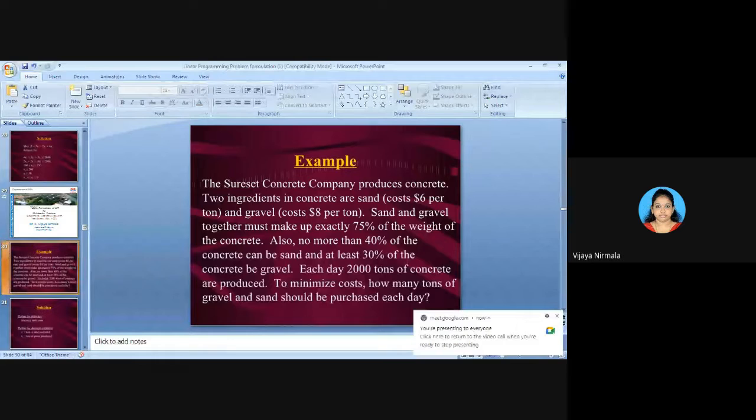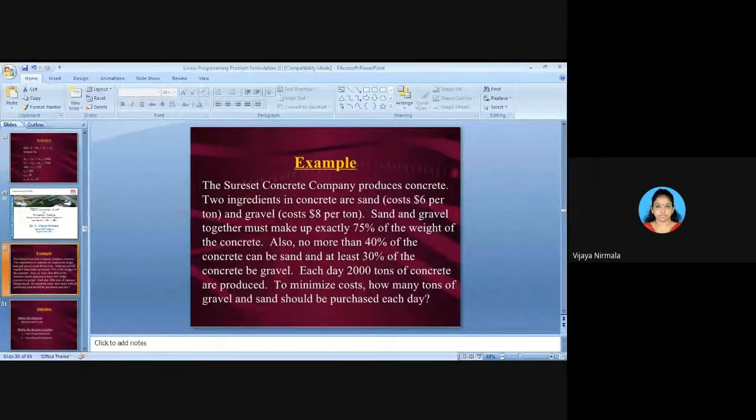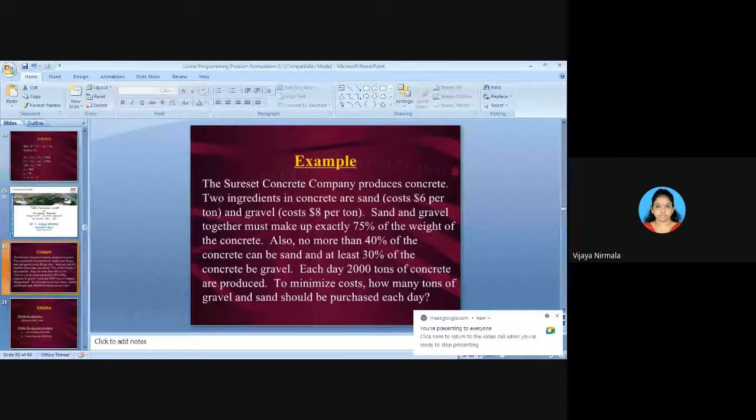See the example. The Sure Set Concrete Company. This is the problem, with an example, and I'll tell you the solution. You just note it down. Take a paper or a book and write down the points I am telling. The Sure Set Concrete Company produces concrete. So there is a company called Sure Set. It is a concrete company, and it produces concrete.